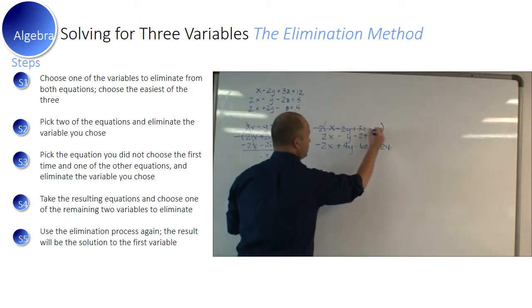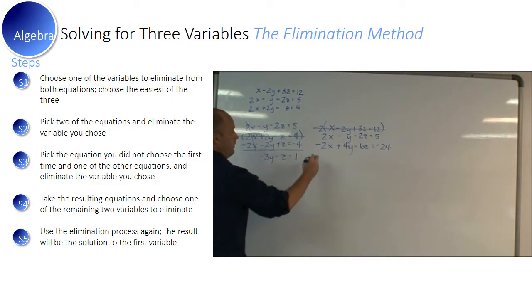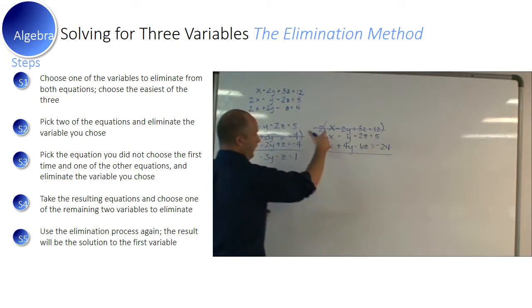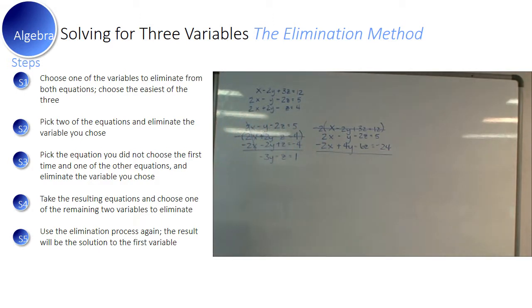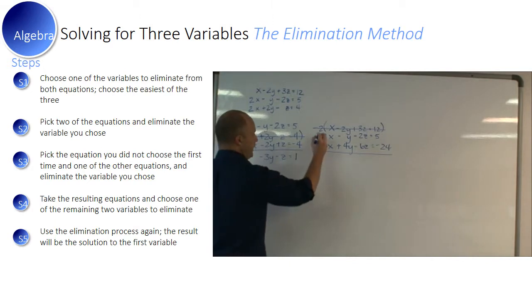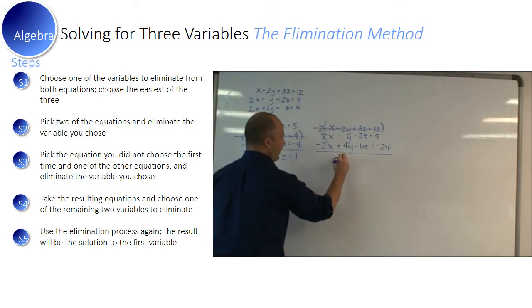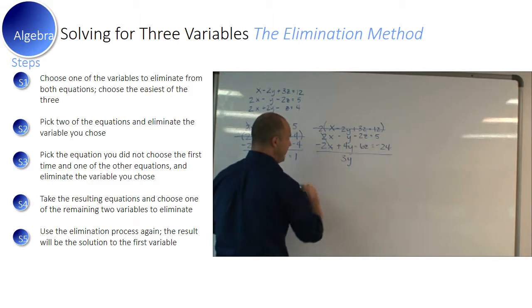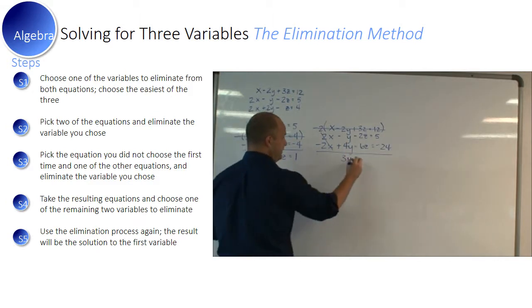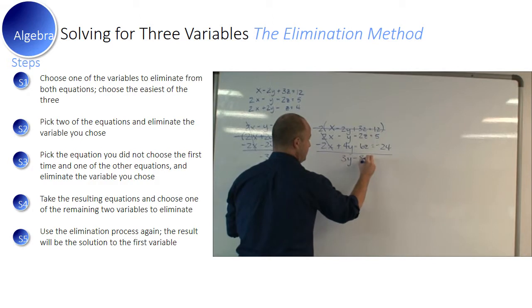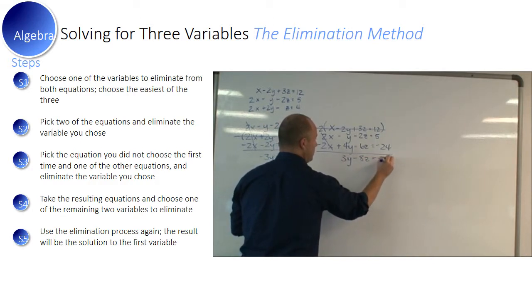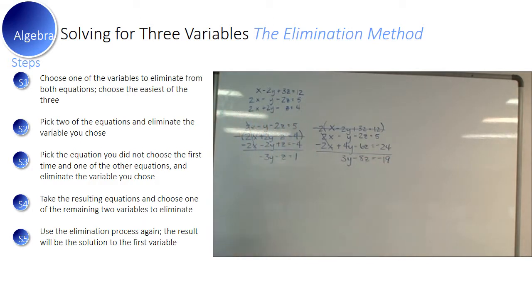Cross out this equation because we're not going to use it now. Then we're going to go ahead and subtract what we've got here. So 2x minus 2x is going to cancel out. Negative y plus 4y is 3y, and negative 2z minus 6z is negative 8z. That's going to be set equal to negative 19. At this point, we now have two equations with two variables.